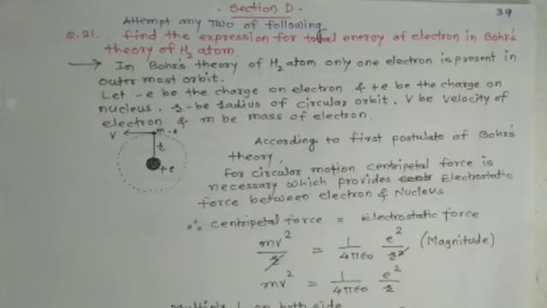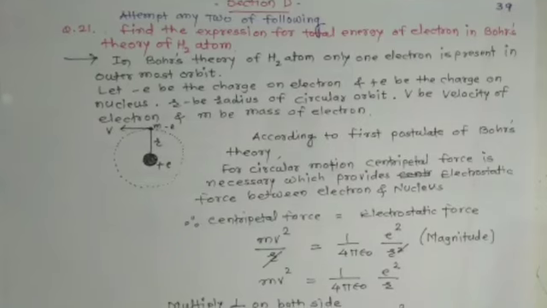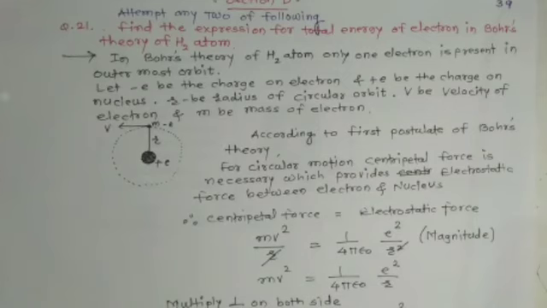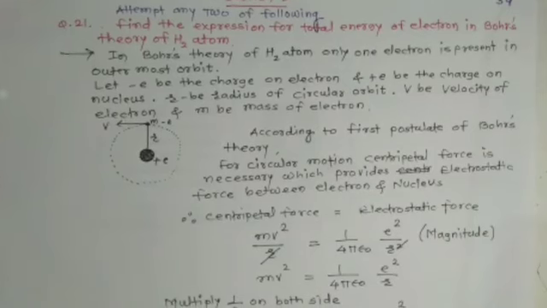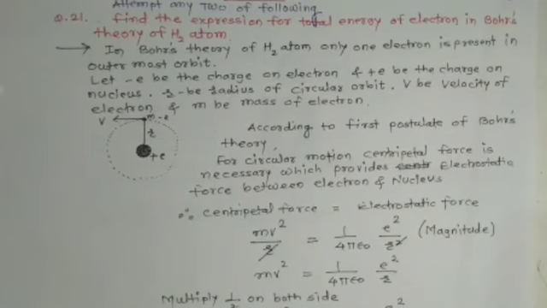Section D. Attempt any two of the following. Question number 21. Find the expression for total energy of electron in Bohr's theory of hydrogen atom.